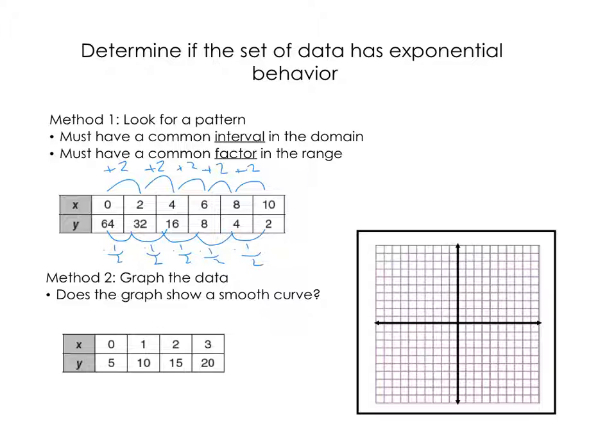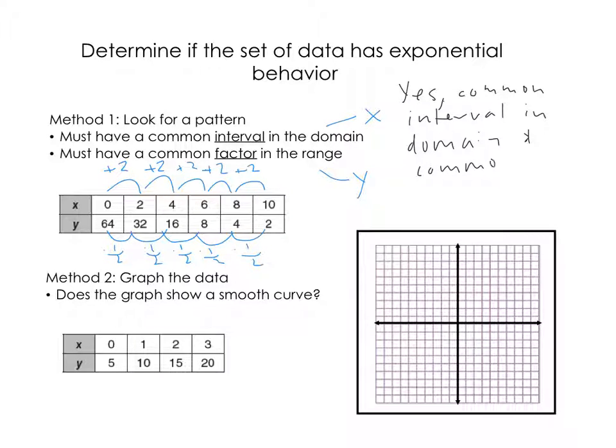Just because we have a common interval in the domain for the x's, and we have a common factor in the range for the y's, this would show exponential behavior. So how we would write this for our answer is we would say yes, this would show exponential behavior because there's a common interval in the domain and common factor in the range. And we do need to write out our answer like that. Okay, so that's one method to determine the behavior.